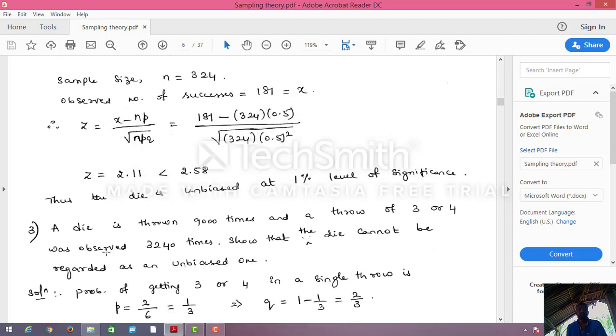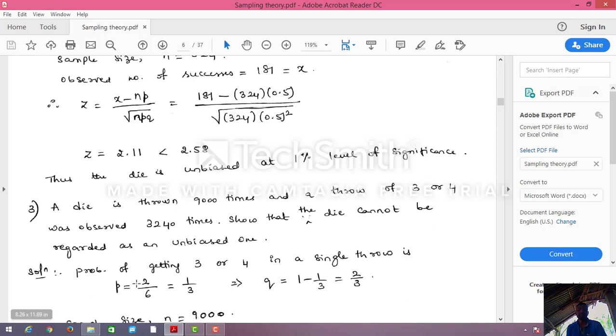Right. One more problem you'll see. A die is thrown 9,000 times and a throw of 3 or 4 was observed 3,240 times. Show that the die cannot be regarded as unbiased one. Right. Probability of getting 3 or 4 in a single throw. What is that probability? 3 or 4 is nothing but 2 numbers. So the sample space should be 6. Now I'll write P equal to 2 by 6. 2 by 6 is 1 by 3.